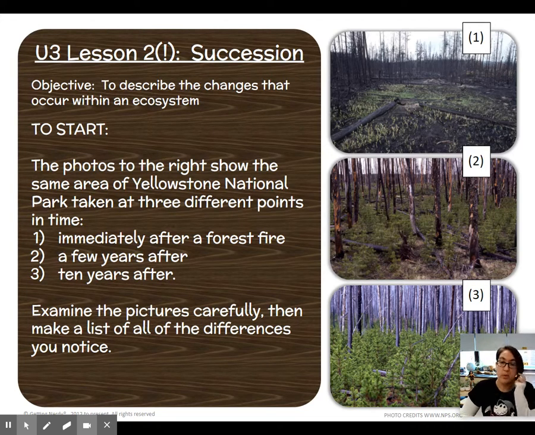So to start, though, let's look at these three pictures that show the same area in Yellowstone National Park taken at three different points in time. So we have number 1, immediately after a forest fire. Number 2, a few years after the fire. Number 3, 10 years after the fire. So examine these three pictures and make a list of all the differences that you see moving from one picture to the next.